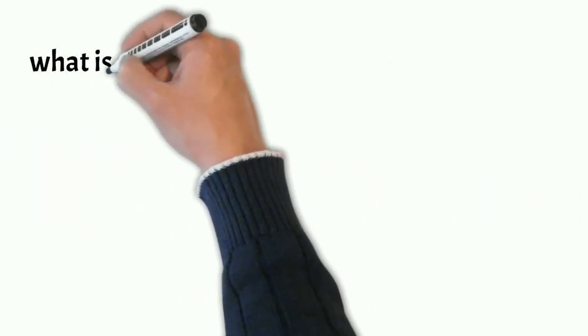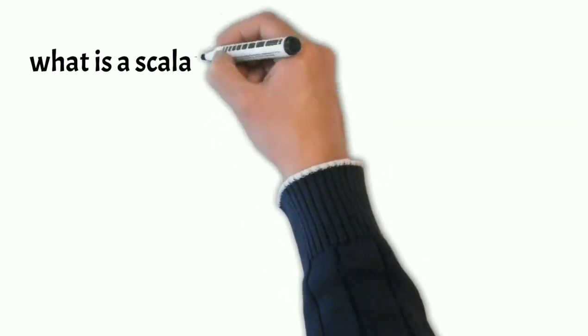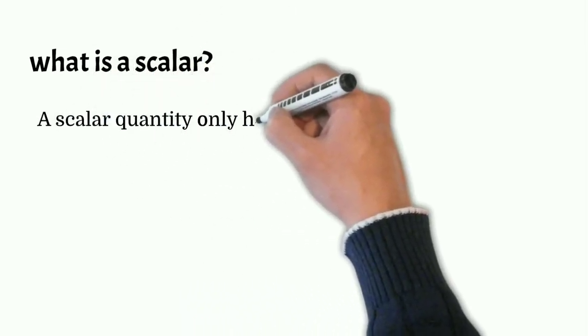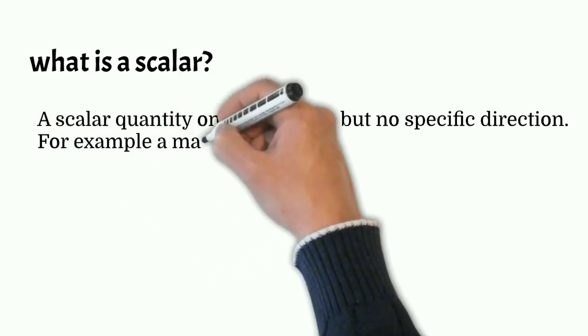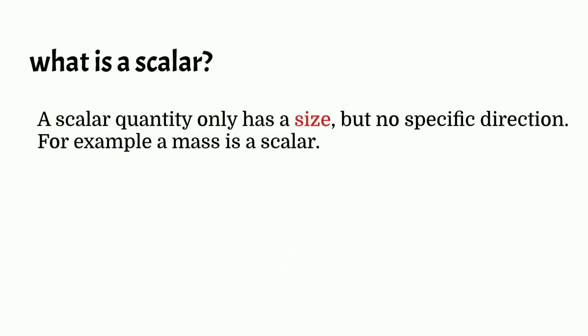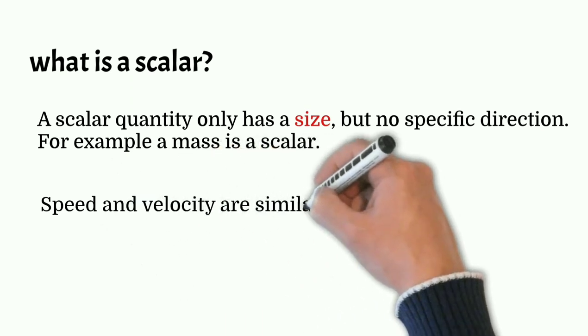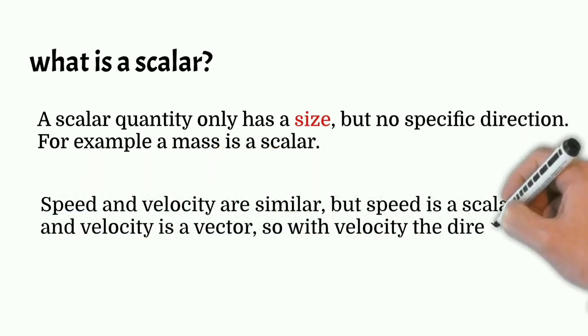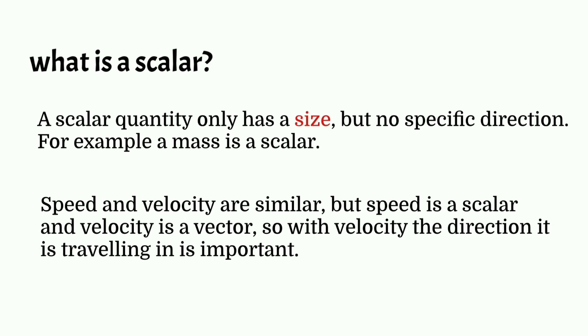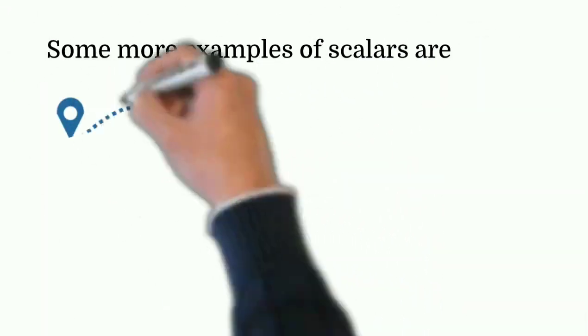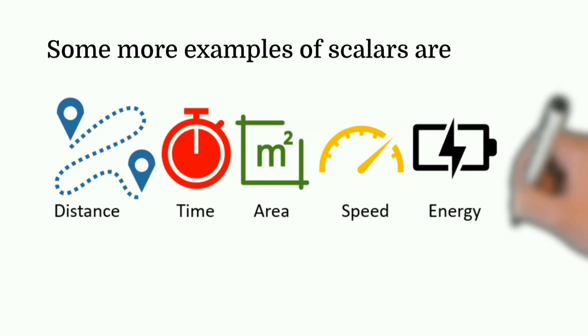Now let's move on to scalar quantity. What is a scalar? A scalar quantity only has a size, but no specific direction. For example, mass is a scalar. Speed and velocity are similar, but speed is a scalar and velocity is a vector. So with velocity, the direction it is traveling in is very important. Some examples of scalars include distance, time, area, speed, energy, etc.